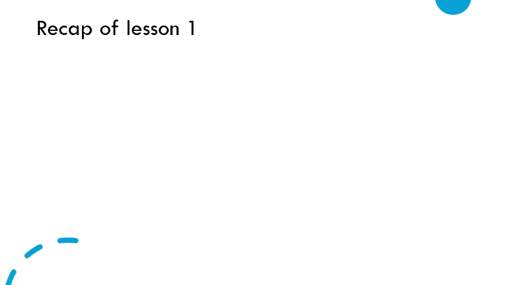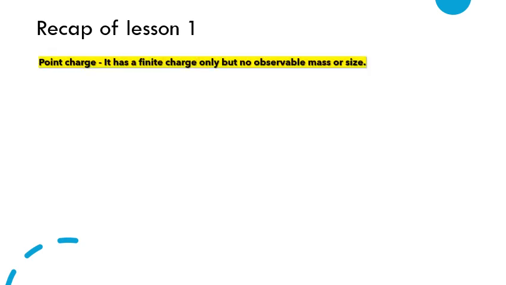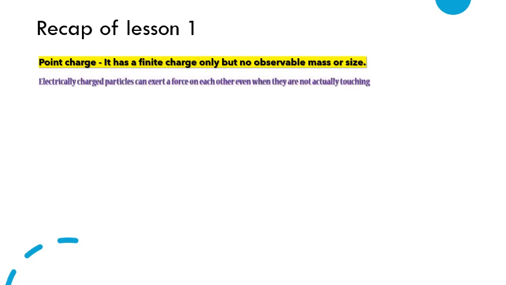Dear all, before starting a new topic, I would like to recap the main concepts learned in lesson 1. We have started with point charges. We know that it has a finite charge only. Its mass is negligible. Electrically charged particles attract or repel each other even if they are not actually touching. So in this lesson we are going to learn how this is possible. How can they interact without a physical contact between them?